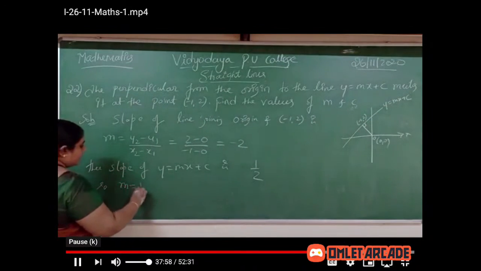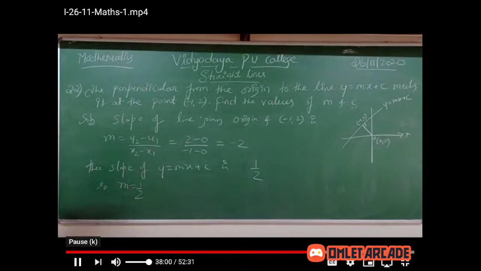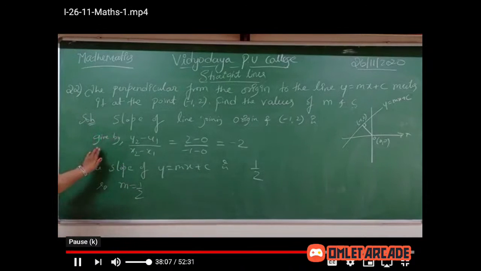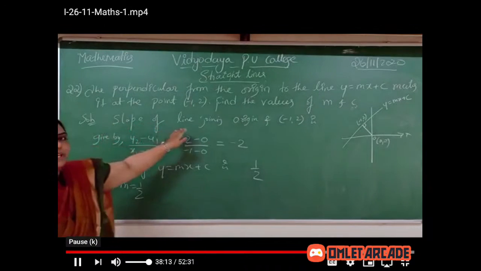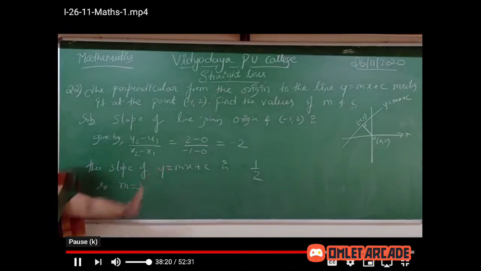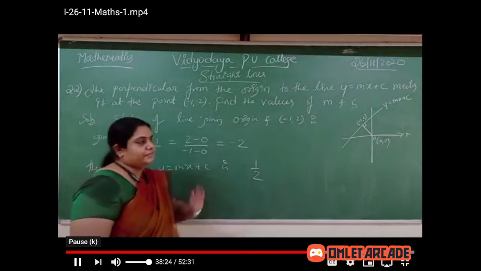So m is half, isn't it? M is half. Let me not give the name as m for this, don't get confused. Let me give the name m here. Here I have already written the slope of a line joining the origin and the point, given by this. Then the slope of y is equal to mx plus c is half. So m is half. One of the values you already have, isn't it?